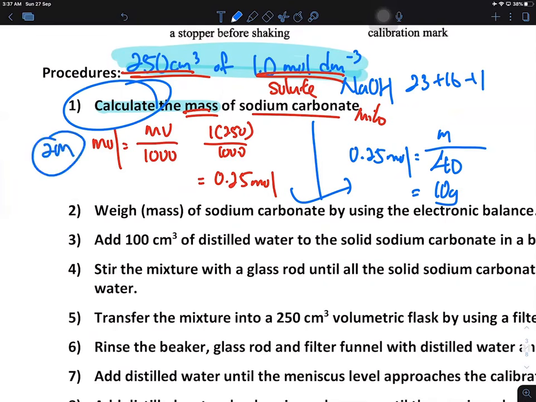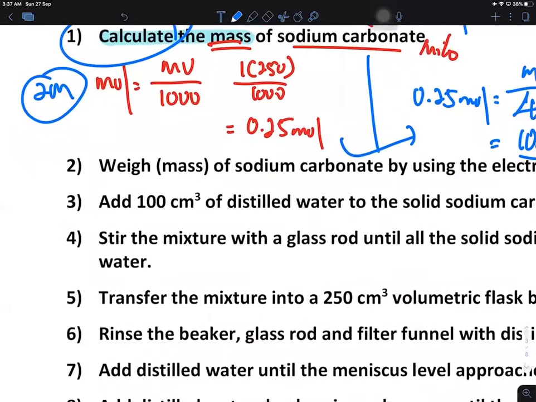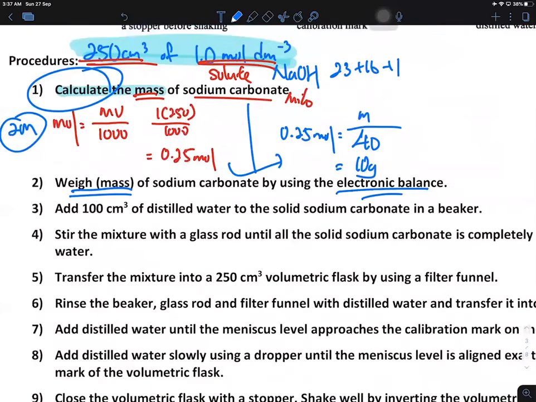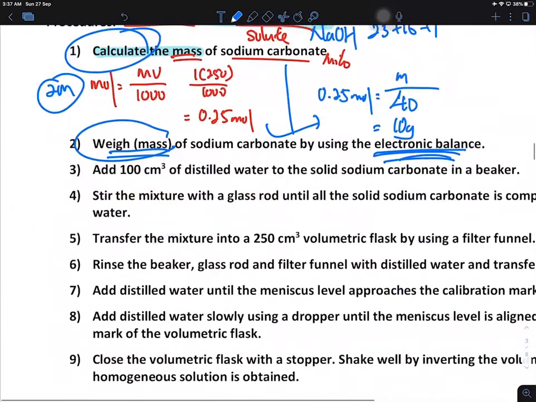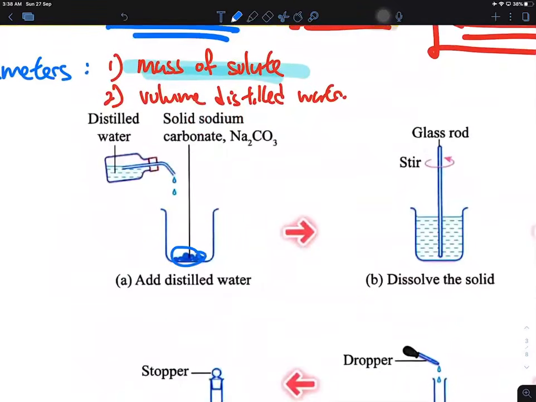And then the procedure is, after you calculated the mass, you got to weigh the mass of the Milo needed using electronic balance. So tell them what you do and then how you do it. So what I do is I weigh the mass. How I do it? Using electronic balance. And then this is what I do. So I got 10 grams of Milo here already.